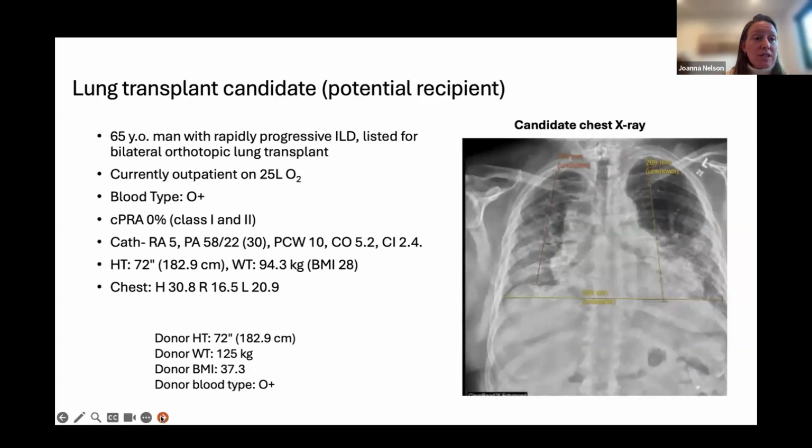So our potential recipient was a 65-year-old man with rapidly progressive ILD who is listed for bilateral lung transplant. He currently was on 25 liters of O2 as an outpatient. He was blood type O positive. He did not have any prior sensitization. His cath was within normal limits except for high PA pressures. His height was 72 inches and weight 94.3 kilograms. And you can see his chest dimensions listed here.